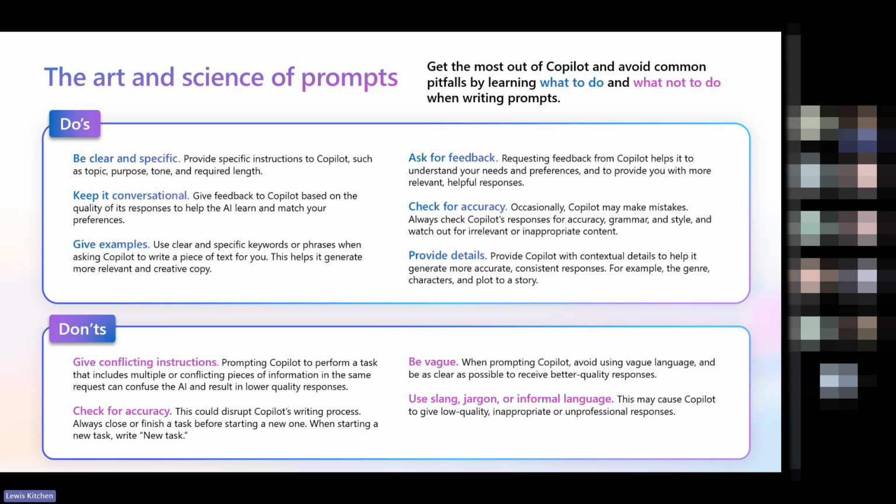Give examples and provide as much detail as possible. What not to do: give conflicting instructions. Don't be vague. Check for accuracy. Check for accuracy again. And don't use slang.